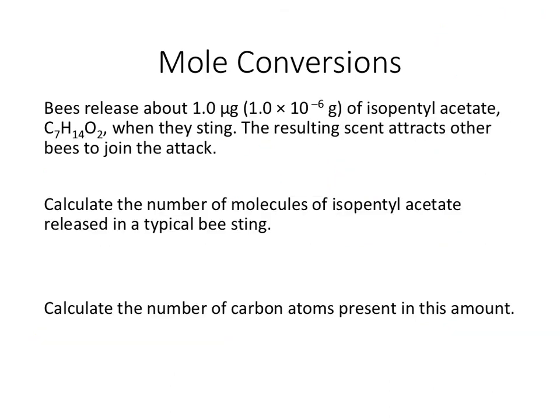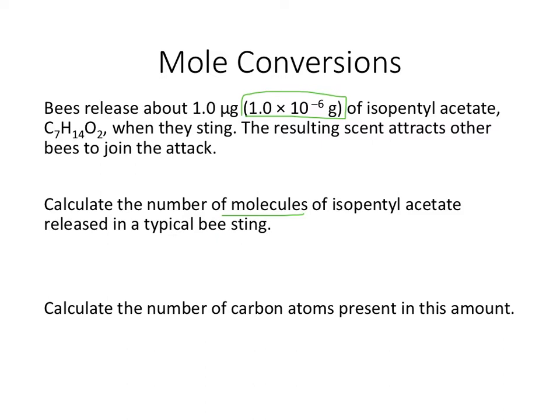All right, one more mole problem. Bees release about 1.0 microgram, which is the same as 1.0 times 10 to the negative 6 grams of isopentyl acetate, C7H14O2, when they sting. By the way, that's also the smell of bananas. The resulting scent attracts other bees to join the attack. Calculate the number of molecules of isopentyl acetate released in a typical bee sting.